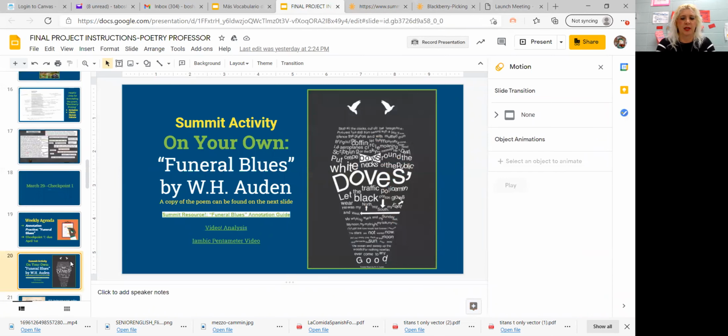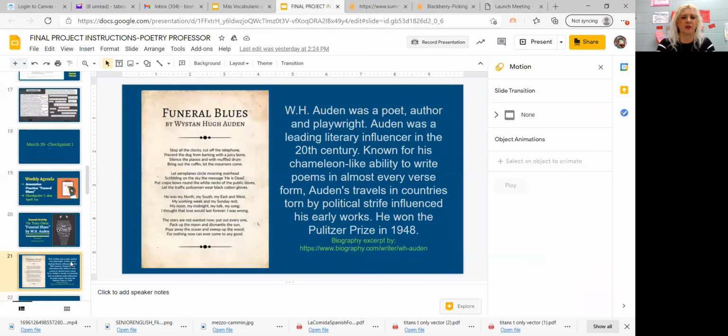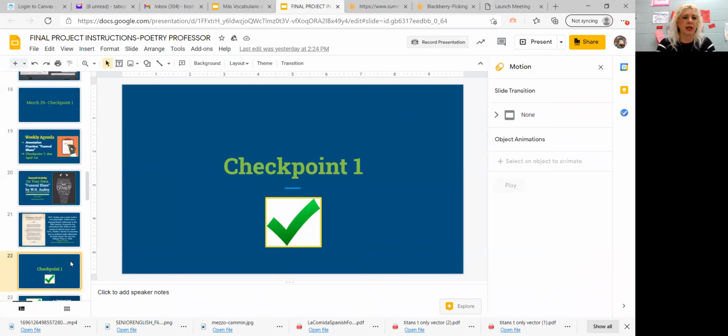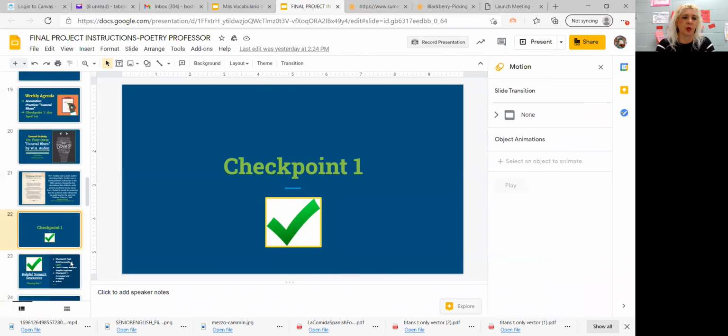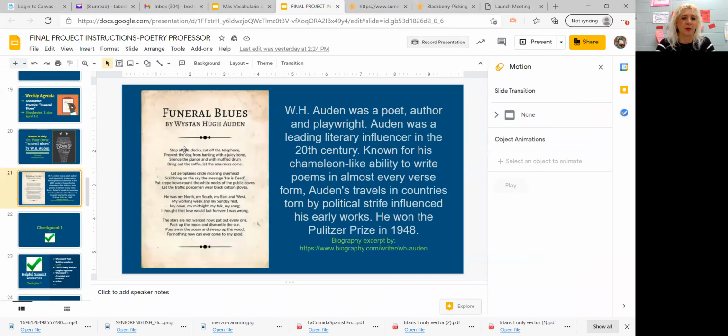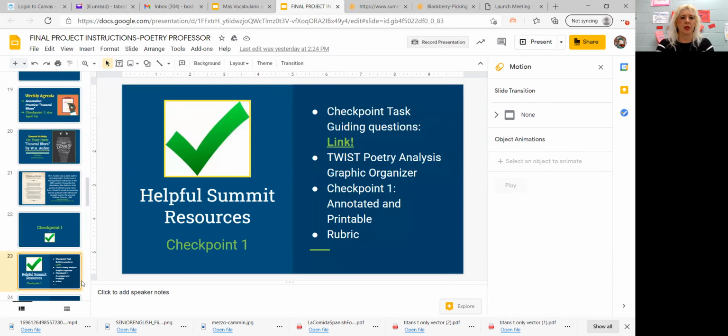Okay, so then we had a few activities using "Funeral Blues," and it was just kind of another good poem that you may choose. A lot of people are choosing this for their poem because it's kind of a somber mode. It makes me think of Halloween time. So maybe you might want to read through "Funeral Blues" and choose it as your final. That's just another choice for you.